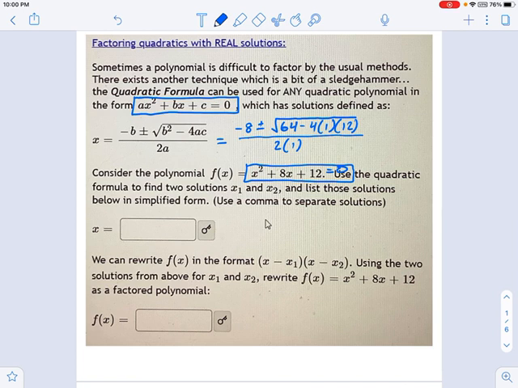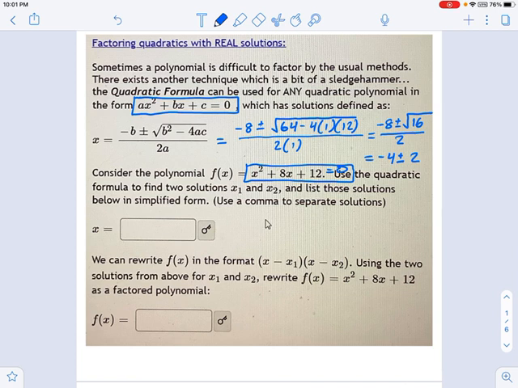I don't have much space to work with here. Let's just try to cram it in. Negative 8 plus or minus the square root. And if you do 4 times 12, you'll get 48. 64 minus that, you'll get 16. So this is going to be negative 8 plus or minus the square root of 16 over 2. And that, if you work at it a little bit more, is going to be negative 4 plus or minus 2. Okay, that's what you get. Negative 4 plus or minus 2 after you're done simplifying.